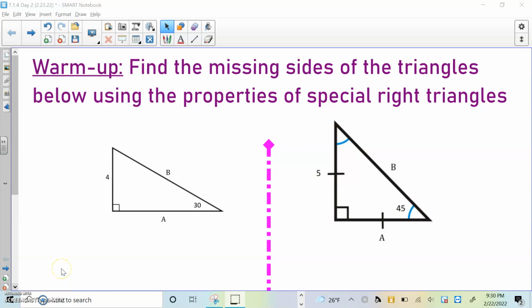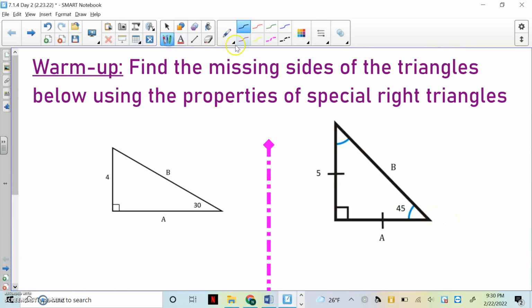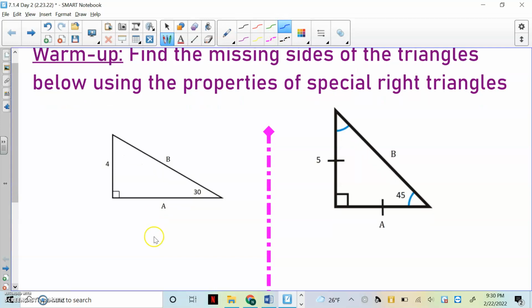Hey guys, today is the second day of lesson 714, and it's going to be focused around finding coordinates on the unit circle, which we'll get into in a little bit. But first I want to do this little warm-up with you just so we can refresh ourselves with special right triangles. So, for this first one, hopefully you can tell pretty quickly that it's a 30, 60, 90, and we know that because of this 30 and this 90. There's nothing else it could be.